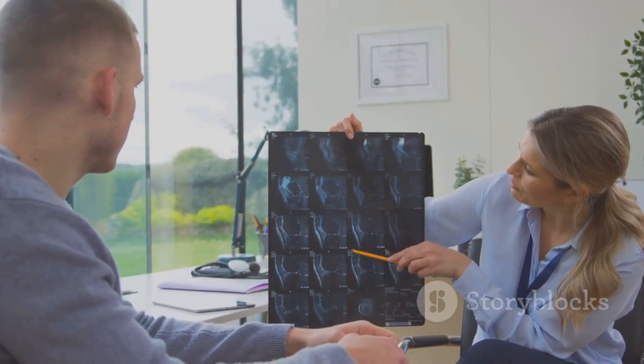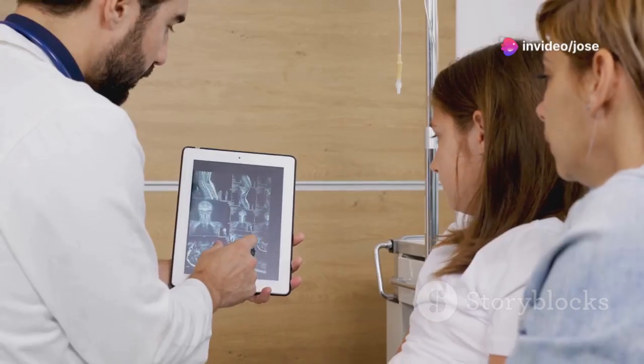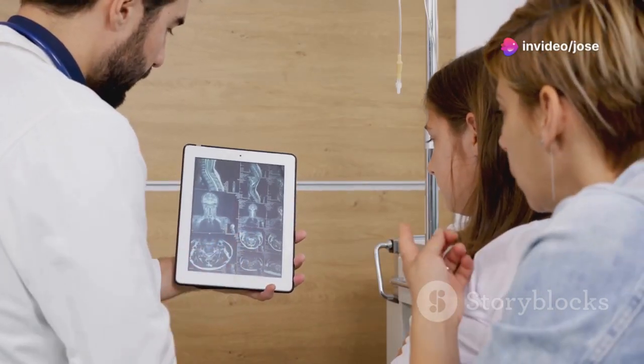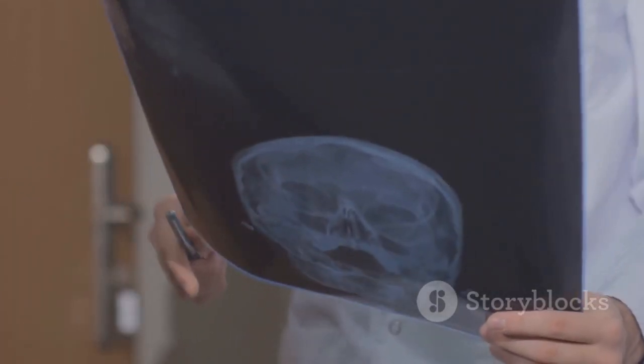Computerized tomography, CT. CT scanners take X-rays from many different angles and combine the information to create cross-sectional views of internal structures. CTs can visualize both bone and the surrounding soft tissues.